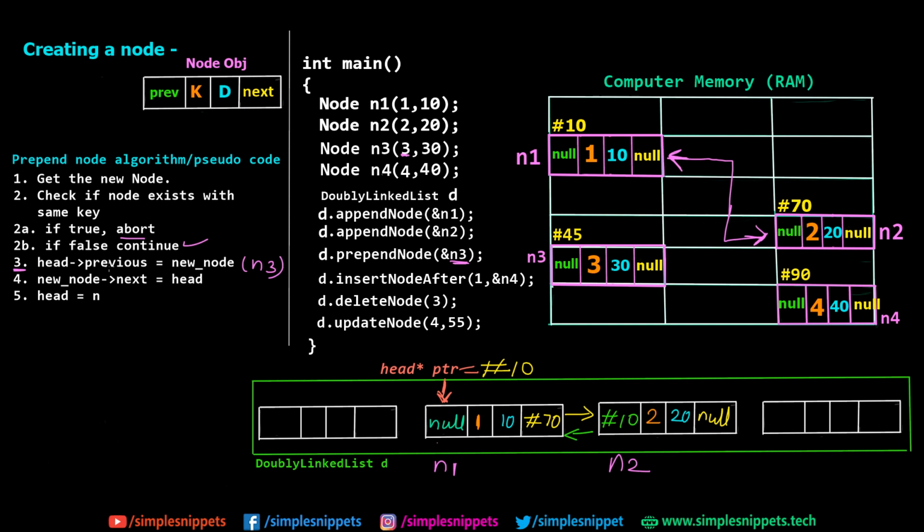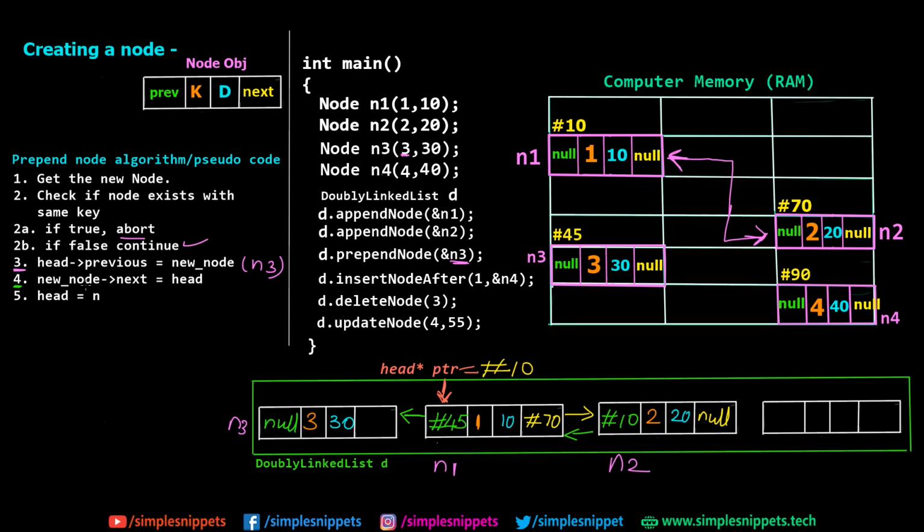Now head of previous, which means head is pointing to n1. n1 of previous is what? Null. You can see right now it is null. So we are saying head of previous is equal to new node. Now this new node is passed by address, right? So we want to store the address of n3 in the previous pointer of n1 because head is currently pointing to n1, right? So this null is now erased. We know the address of n3. You can see it in the memory RAM. n3 is created at hash 45. So hash 45. Let's create n3 over here. So what happened is now this n1 is pointing to n3, right? This pointing is done. Let's move on to step number 4.